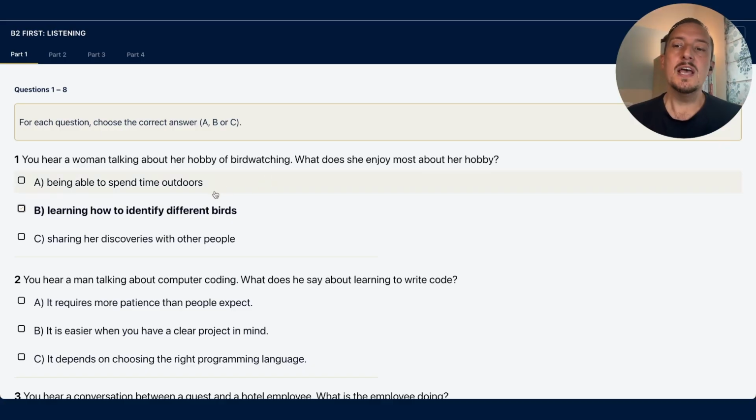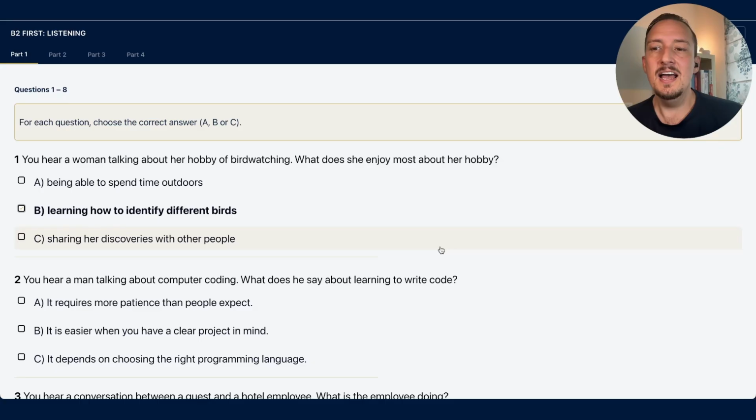What does she enjoy most? She does sort of mention the other two. In C, she does say that she shares photos with her friends who are always quick to point out things, I think she says. But she never mentions that's what she enjoys most, just that she does it. So that's why it's really important to read the question to make sure exactly what you're listening for. Also, I think she says, I quite like waking up in the morning, but she never actually says spending time outdoors is what she enjoys. It's more the sort of routine of it. So the correct answer for number 1 is B.